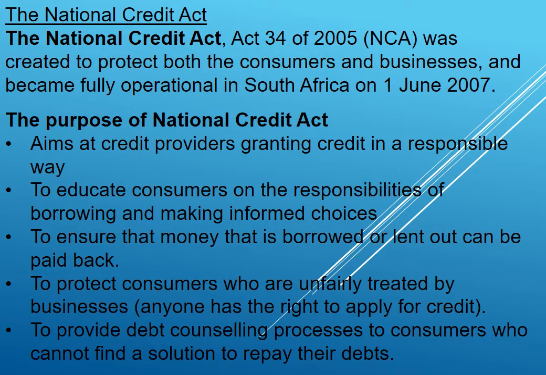Then attached to the previous point is to ensure that money that's borrowed or lent out can be paid back. I mean, you really don't want to have somebody buying on account or on credit from you, knowing very well that they won't be able to repay that money. What is the use anyway? It's just putting a lot of strain on the business as well as on the consumer. So it is one of the purposes of the National Credit Act to make sure that money will be paid back. Then it also protects consumers who are unfairly treated by businesses.